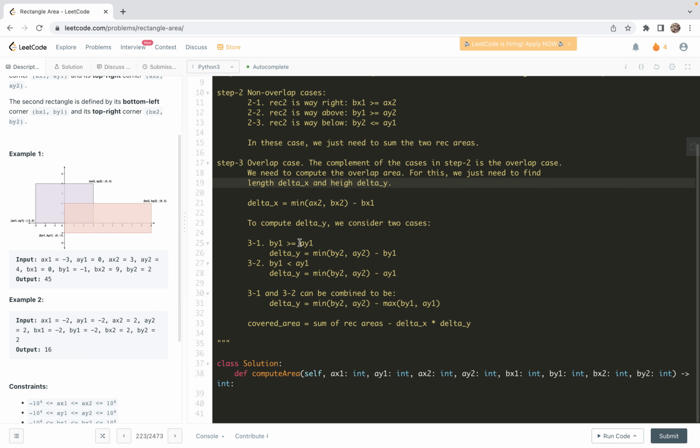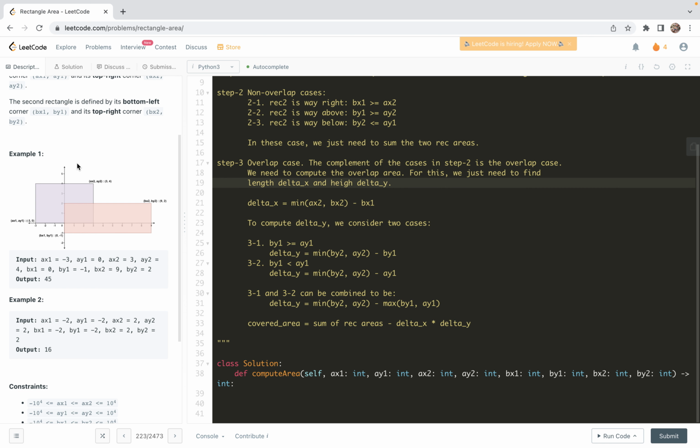Actually with that done, we can compute the height delta y. For this, we consider two cases, and later we reduce the two cases into one. So first is by1 is greater than or equal to ay1.